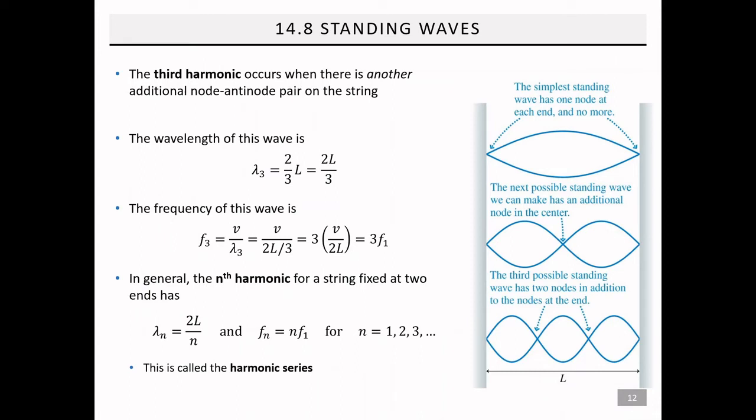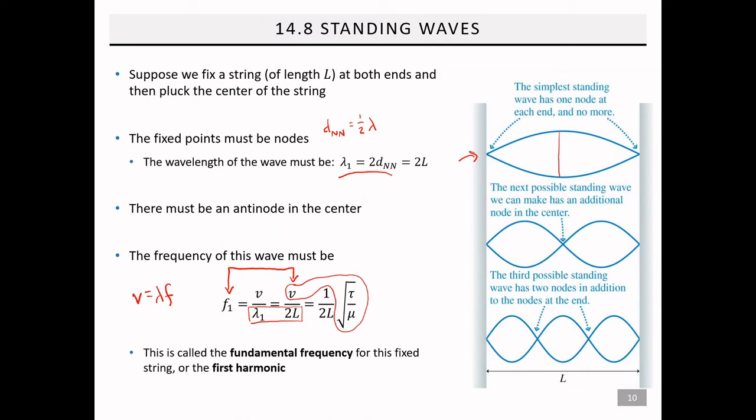For the third harmonic, we want to add another node between the two walls. So then we have 2 nodes between the walls, as well as the 2 nodes on the walls. This puts us in the bottom picture. The wavelength and the frequency equations are derived in a very similar way as we did with the second harmonic, so I'll leave those to you, but let me point out the pattern.